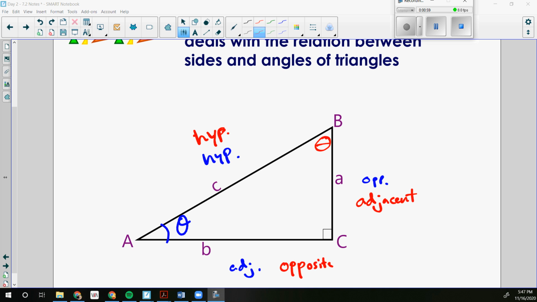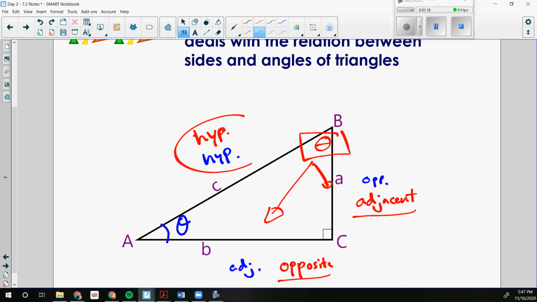All right, so after pausing that, you can see I wrote a red theta in right here in angle B. And now my opposite side and adjacent side are switched because opposite of B is this side down here. The closest side, the adjacent side, is over here. The hypotenuse, of course, still stays the same. The hypotenuse is always going to be across from our right angle.